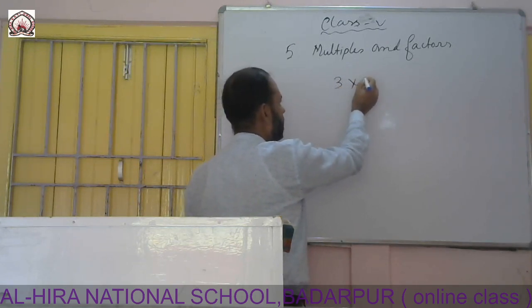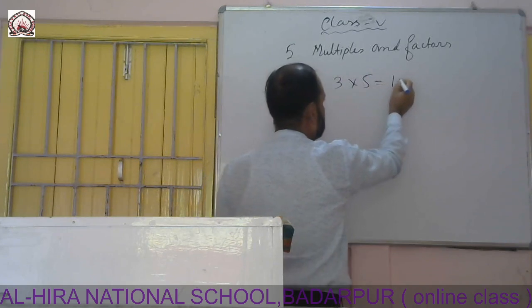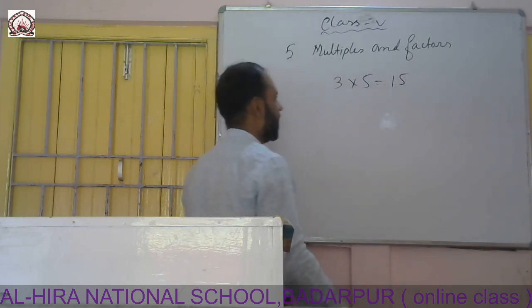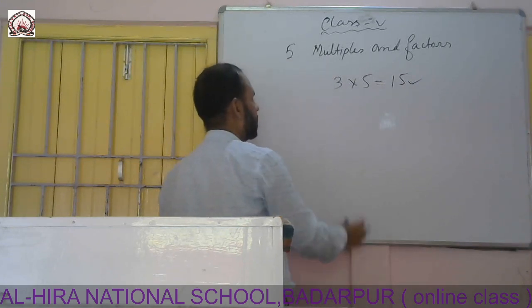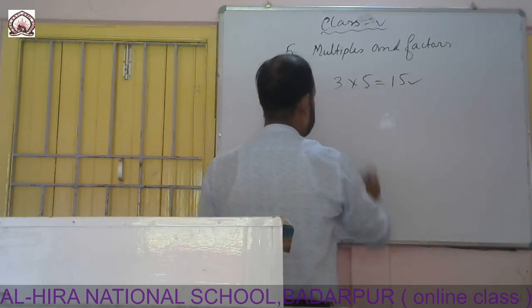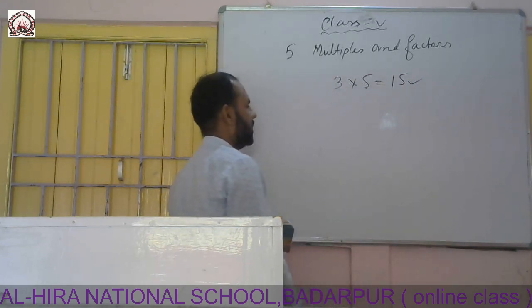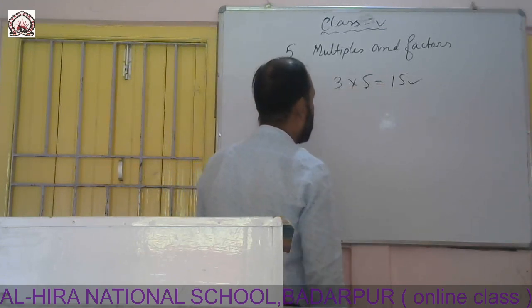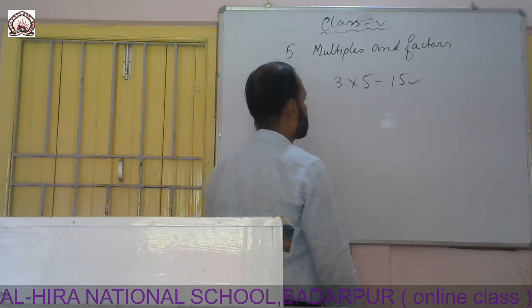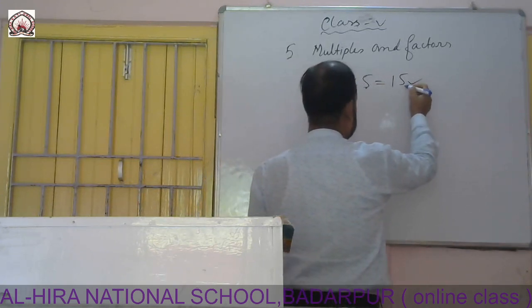3 into 5 equal to 15. Here 15 is the multiple of 3 and 5, and 3 and 5 are the factors of 15.